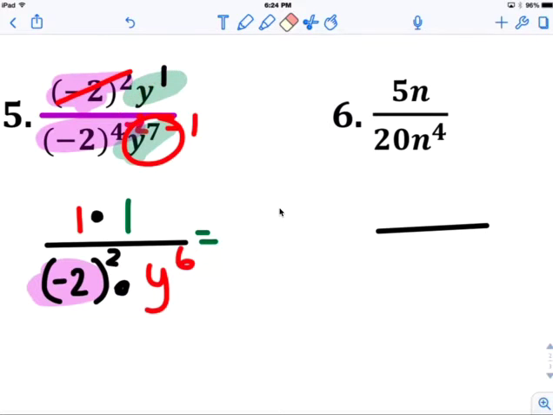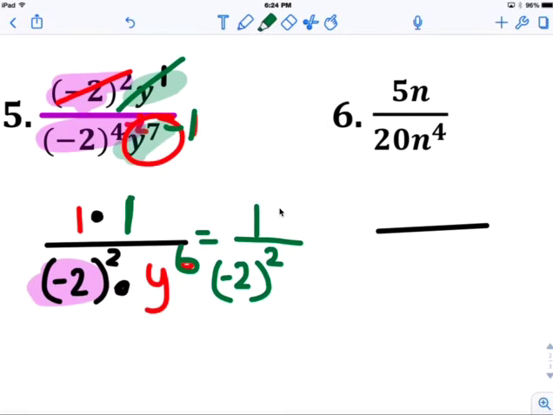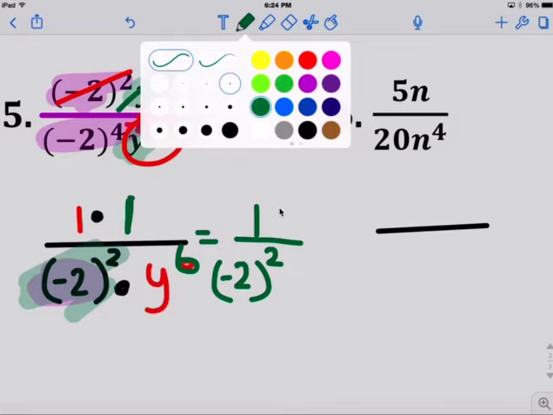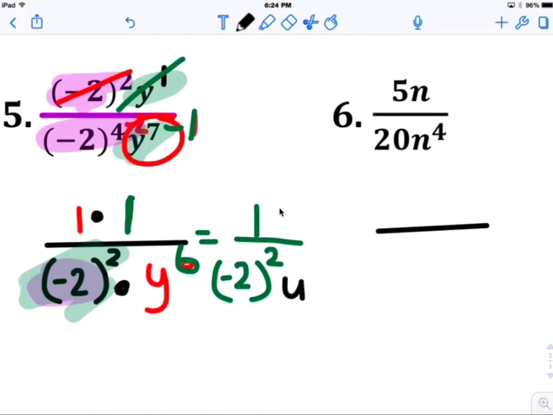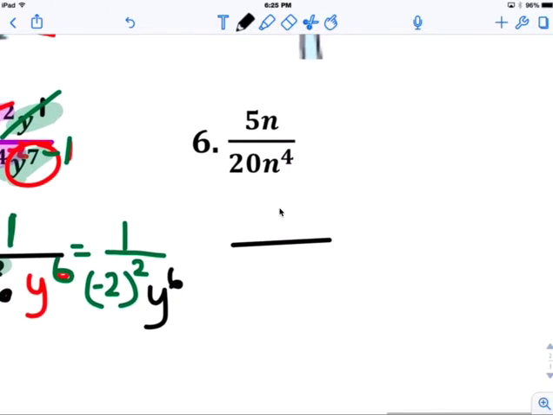So we cross this out. Let's get a 1. Put that minus 1 here. You get the 6. Okay, 1 times 1 is 1 over negative 2 squared, or 4. If you put negative 2 times negative 2 is 4, that would be correct too. Y to the 6th power. If you leave it like that, I'll be extremely happy. Okay.